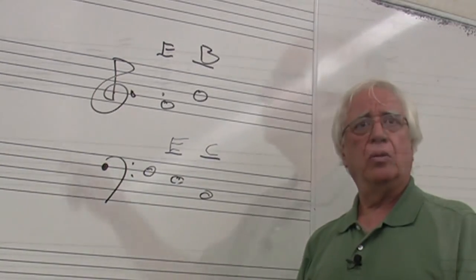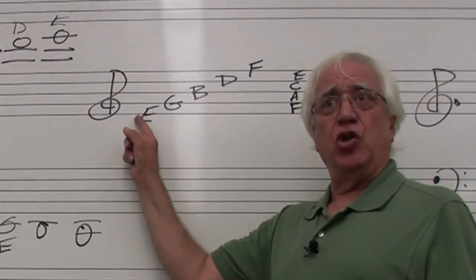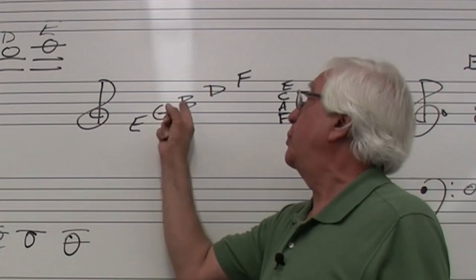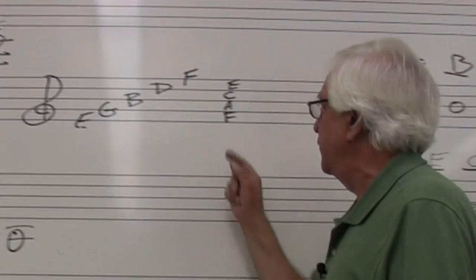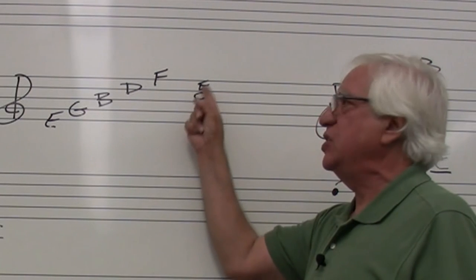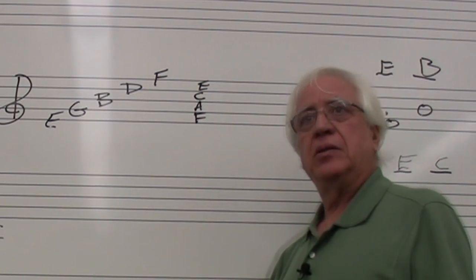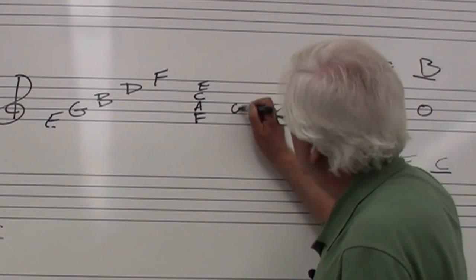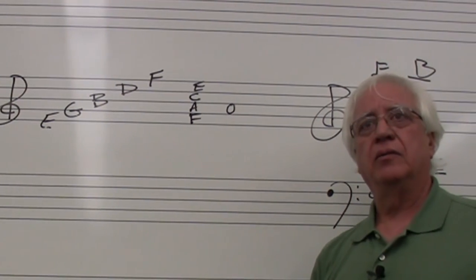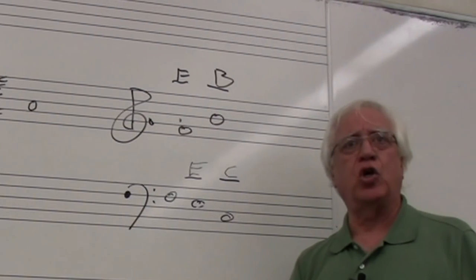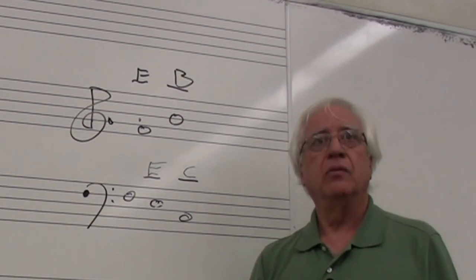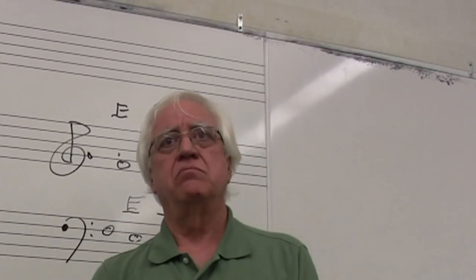That's the answer. The name of the notes on the lines are Every Good Boy Does Fine: E, G, B, D, F. The name of the notes in the spaces are F, A, C, E. So if I find a note in this space, what are you going to call it? A. If I find a note on that line, what are you going to call it? Got it? You understand? Yeah.